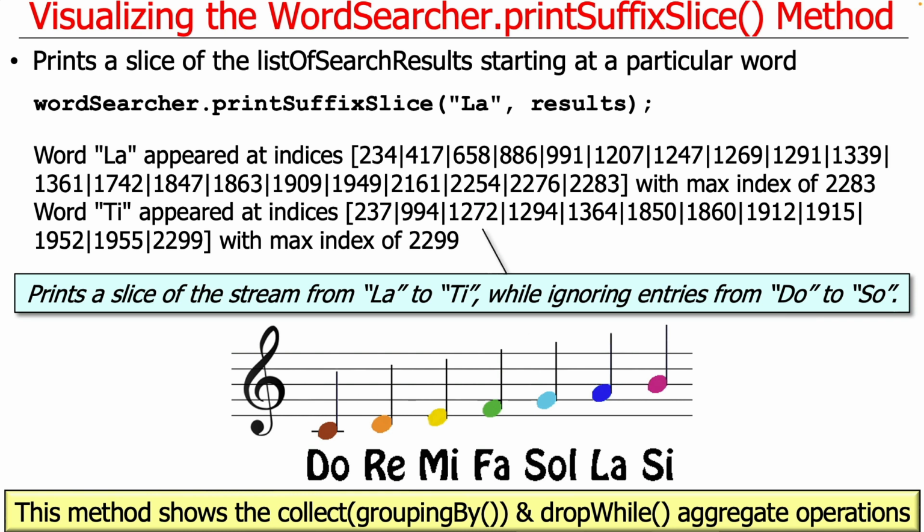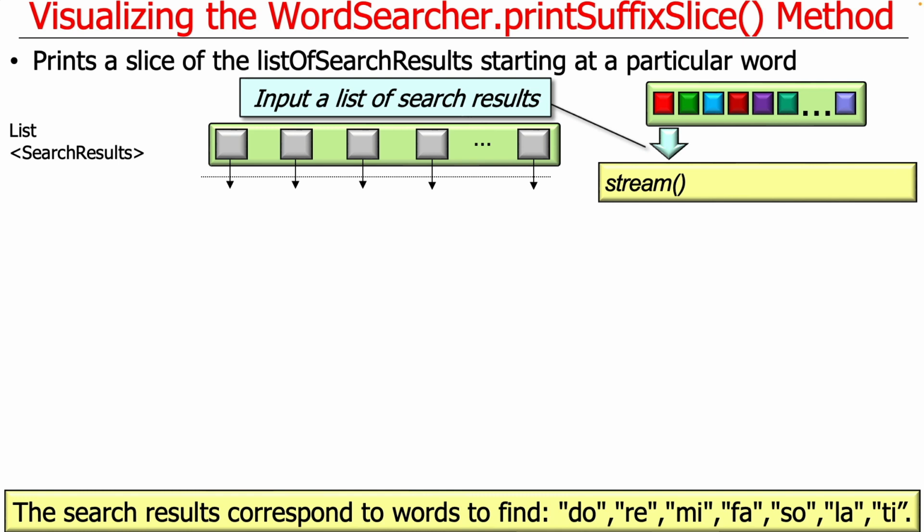So what we'll do is print a slice of the stream from la to T while ignoring all the entries from do to so, if you remember your do, re, mi song. And this is going to show collect and grouping by, which we've already looked at, as well as dropWhile, which is this very interesting aggregate operation, which, as I've realized recently, is stateful but not short-circuiting, as we'll talk about.